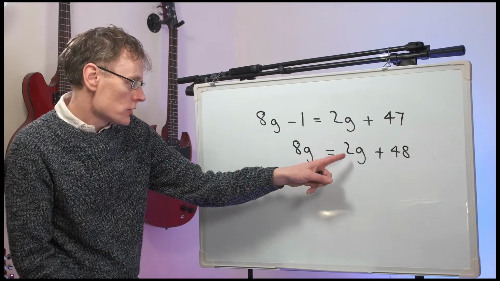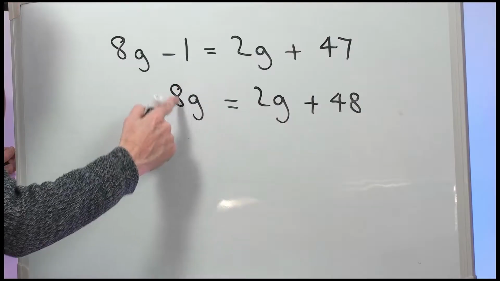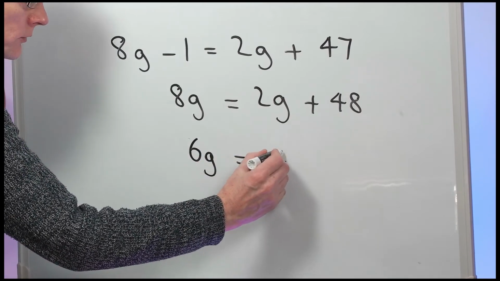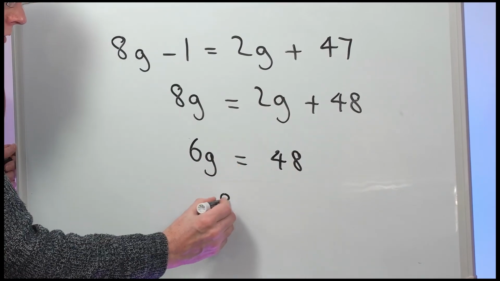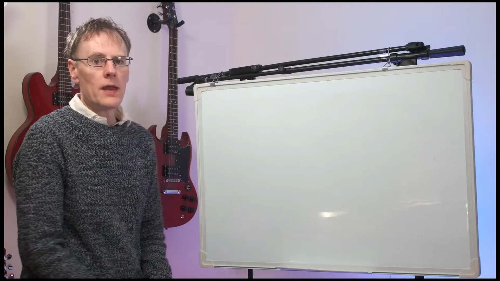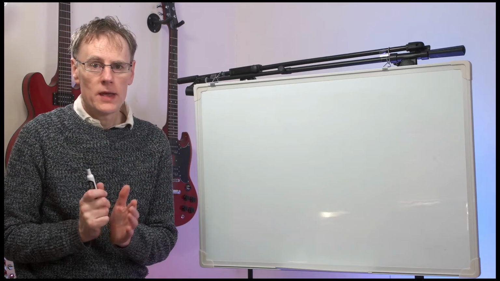Then I want to get rid of that 2g. So I'm going to take away 2g from that side. So I must take away 2g from this side. 6g equals 48. So g equals 8. 6 8s are 48. Now, when you get good at these, you can do 2 steps at once. And actually it makes it easier.